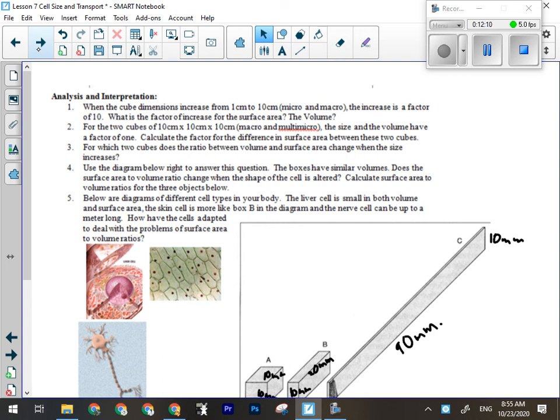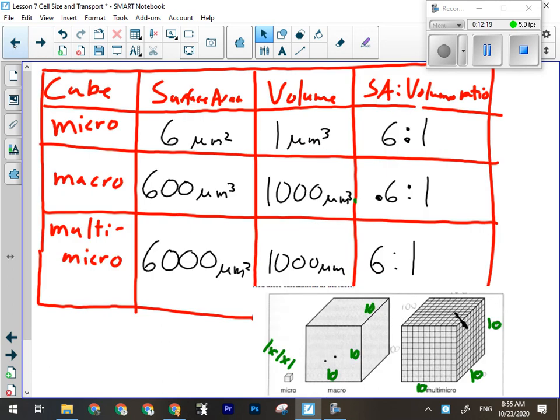And then for number 3, for which of the 2 cubes does the ratio between volume and surface area change when the size increases? So here's what they're asking for that, because it's really worded poorly. Okay, what they're saying is when one of these gets bigger, or when all of these get bigger, does their surface area to volume ratio change? So if micro becomes bigger, it becomes macro. Agreed? Surface area to volume ratio changes. Okay, if macro got bigger, its surface area to volume ratio would also change. But if multi-micro gets bigger, will its surface area to volume ratio change?